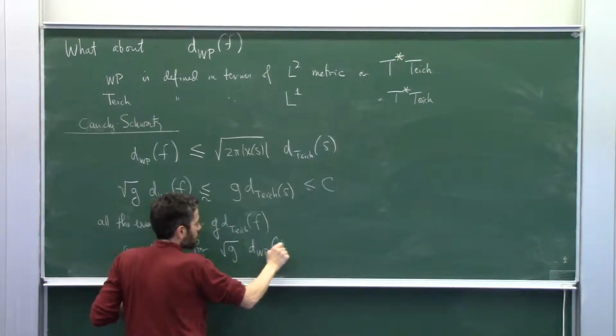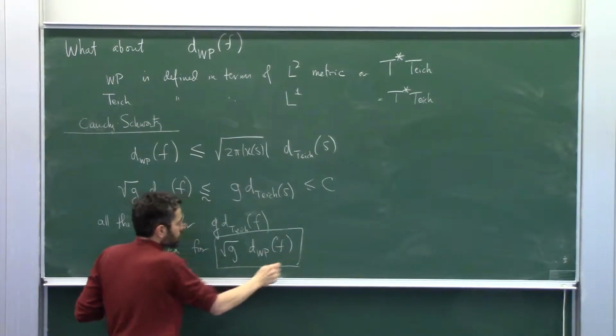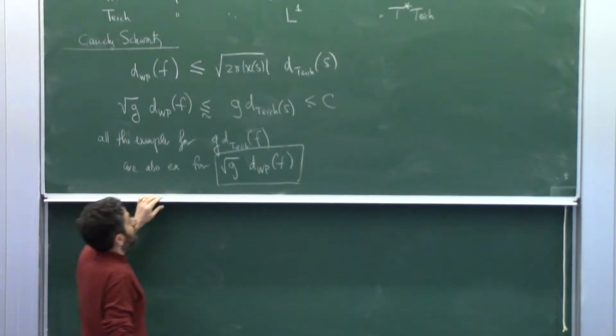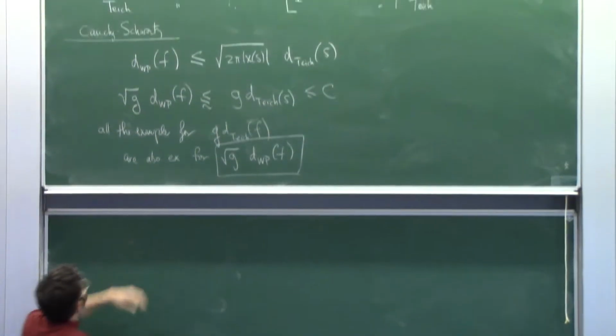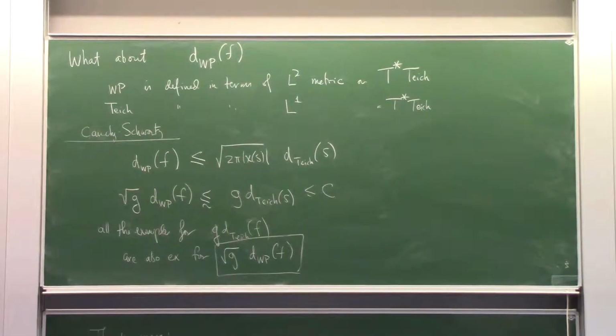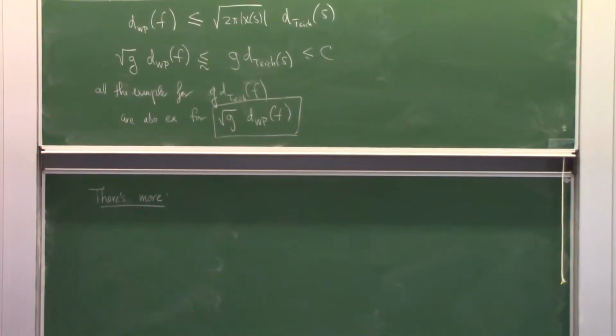So that tells us what question to ask. We should think about this quantity. When is this quantity bounded? Okay, so that's the first point. But the second point is that there's more. There are more examples where you can bound the Weil-Petersson dilatation where the Teichmüller dilatation is not bounded.